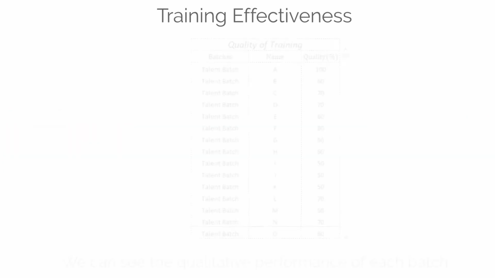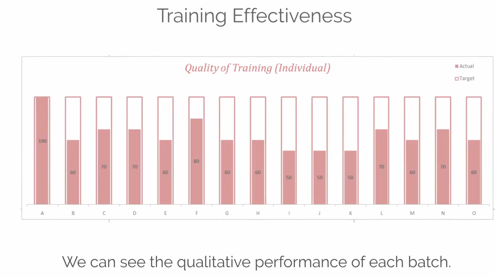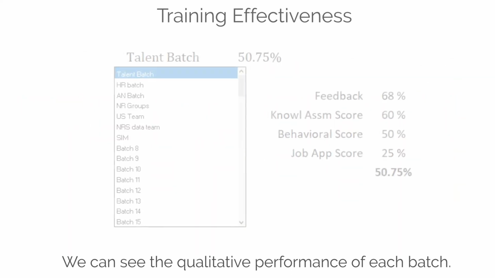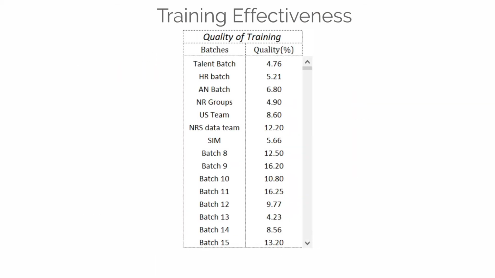Here is the visual of the quality of performance for the given baseline of one particular batch. We can see the qualitative performance of each batch. As you can see, there is the quality score of each participant as well. We can scroll below to get the average L1, L2, L3 as well as L4 scores for the entire batch, if available. You can see more about quality of training as shown here.